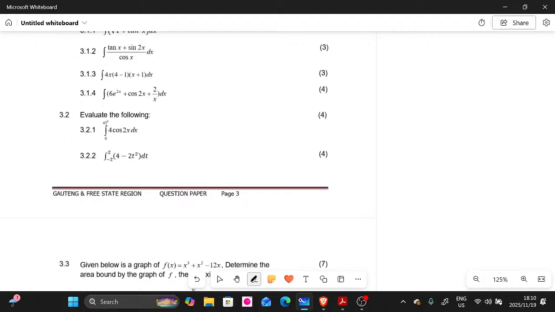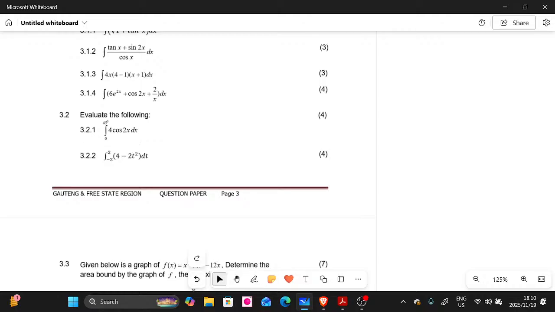Now let's look at 3.2. 3.2 needs us to use calculators, guys. So here we are evaluating the limits. We're actually doing limits here. So we want to start with 3.2.1. This is a very good question, by the way, so I hope you guys will be paying attention.